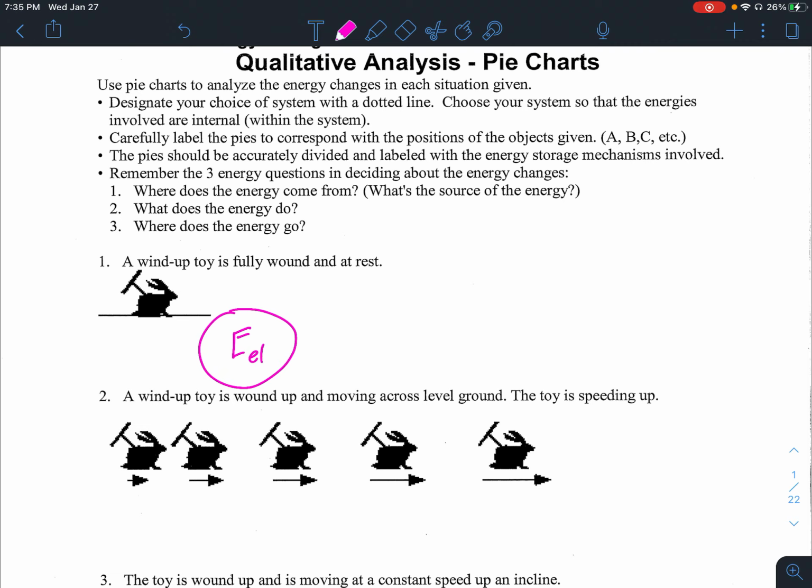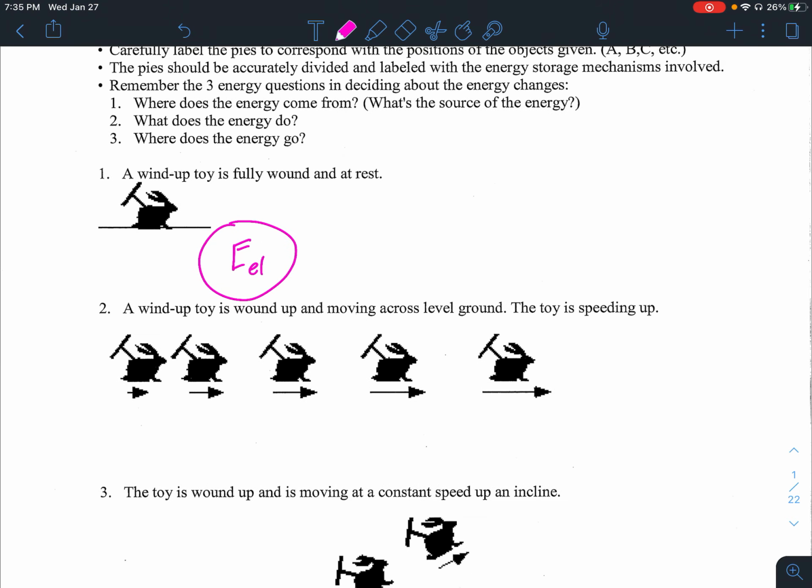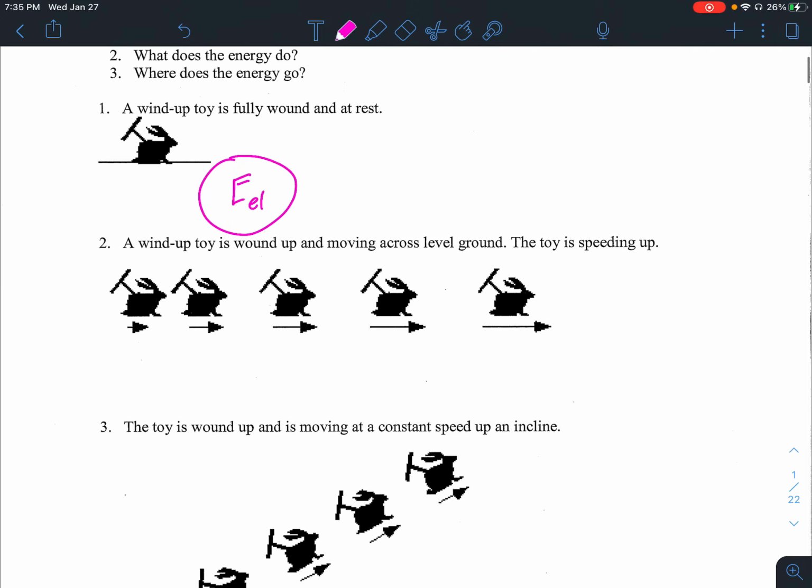So it's at rest. So beginning, middle, no matter what you do, that's the energy that it has. Where did that energy come from? Came from you. You did work on the system. We'll talk about work a little bit later.